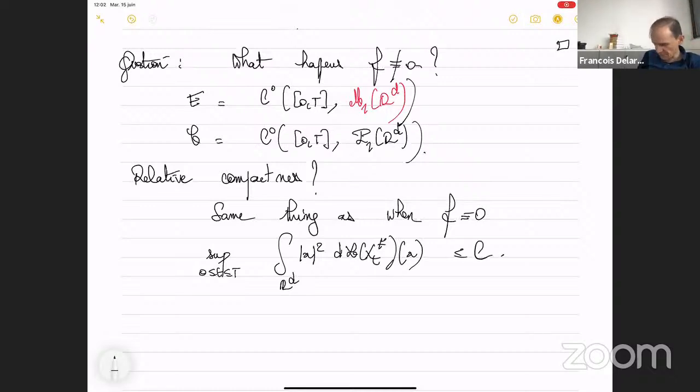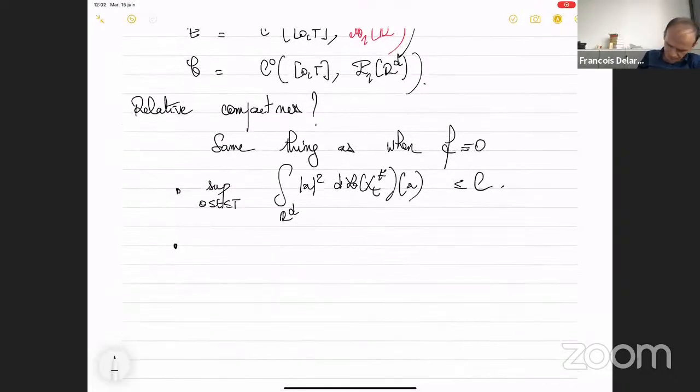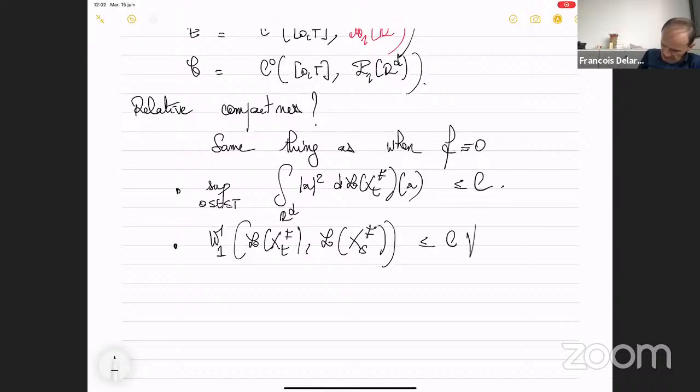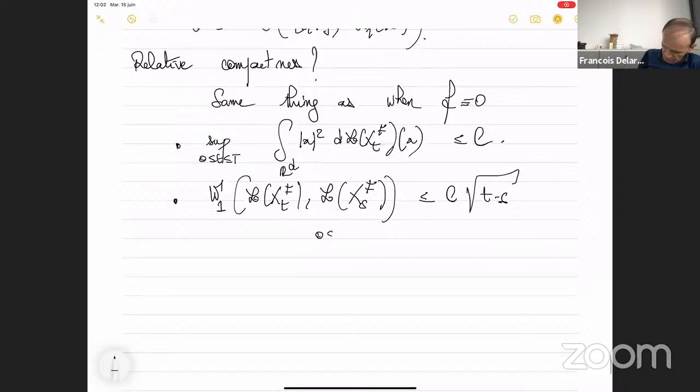So this is not enough for relative compactness, because you want relative compactness in the space of continuous functions. And so you use the fact that you have some equicontinuity, which is the one I mentioned before. If you compute W1 of the law of X_t^mu underline and the law of X_s^mu underline, then this is less than C |t - s|^(1/2), for s less than t less than capital T.